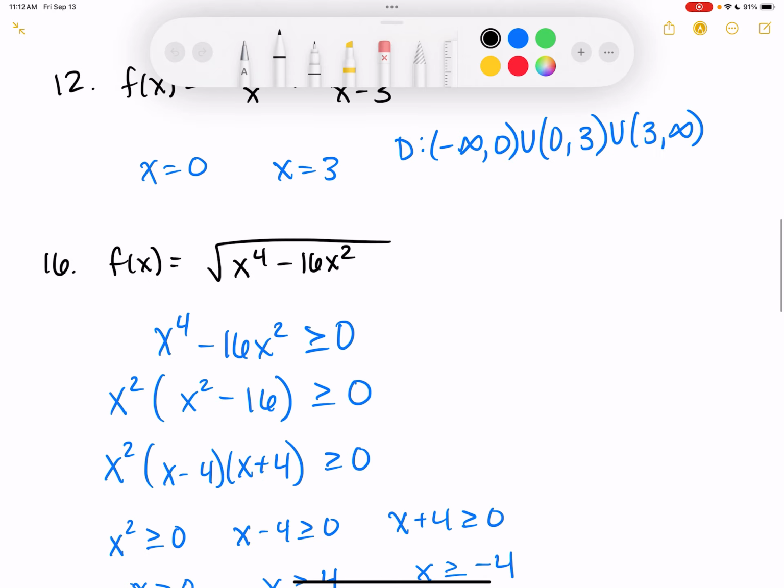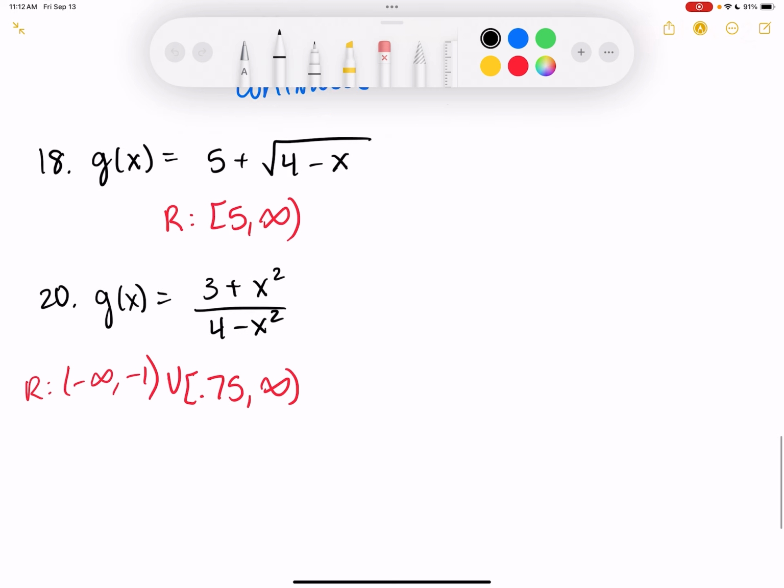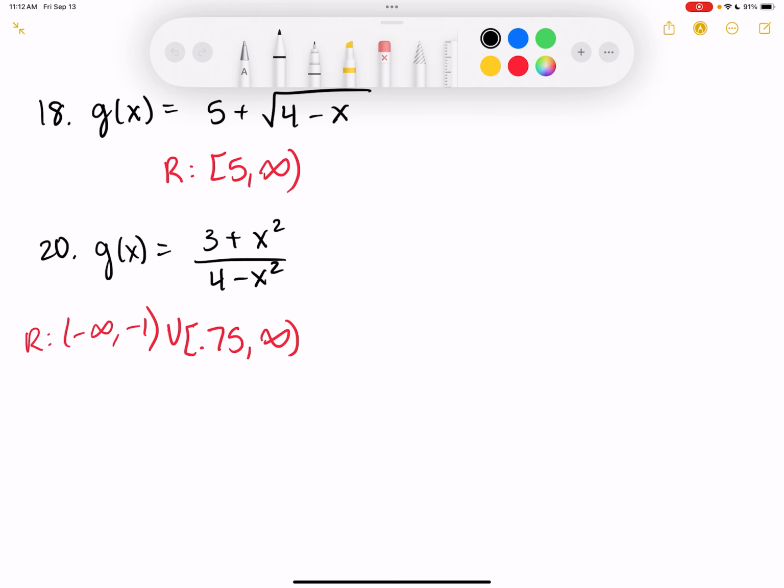So the first thing that we're doing today is we're stating if the function is odd, even, or neither. So 48.